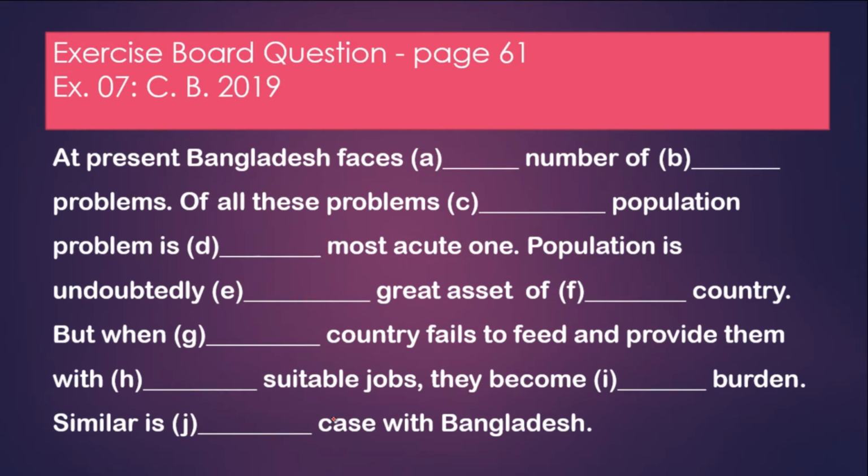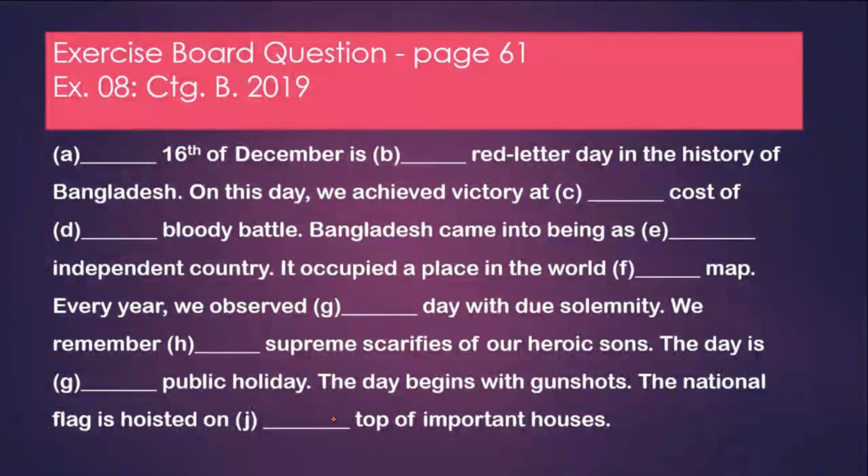Let's do the second one. Here we will do exercise number 8. It is Chittagong Board 2019. So let's do it. The 16th December is a red letter day. Why? I have told you that before an ordinal number we will use the, like the first, the second, the third, the fourth, the 16th of December. So we will use the: the 16th December is a red letter day.